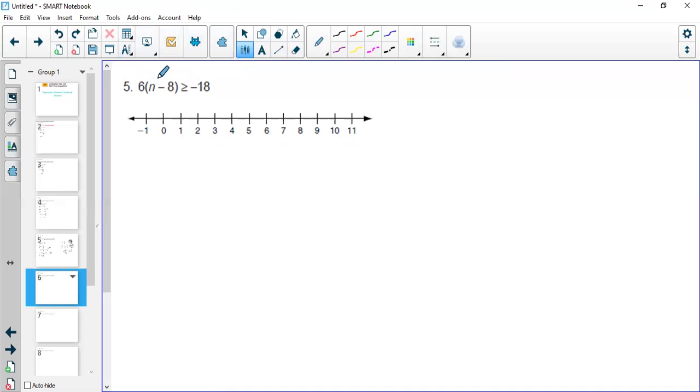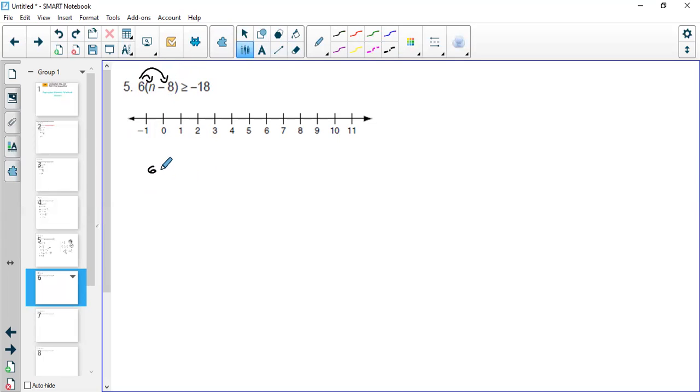Okay, now here we have 6 in parenthesis n minus 8 is greater than or equal to negative 18. Now there are two ways to solve this. Either you can multiply each term inside the parenthesis, or you can simply divide it at once by 6, so to start with you could do negative 18 divided by 6. I'll show you both ways, so it's totally up to you how you do it. So first let me show you by this distributive method.